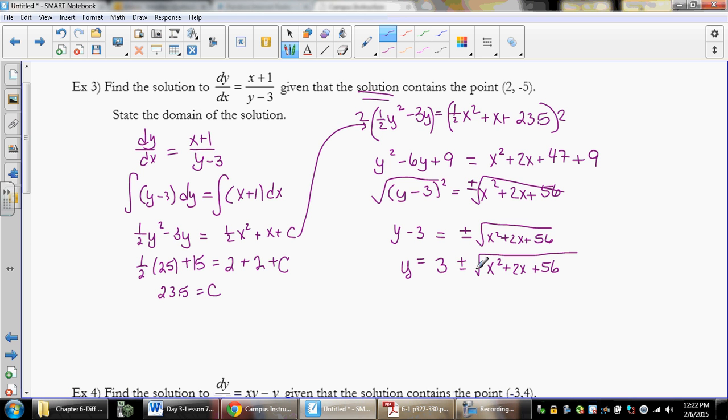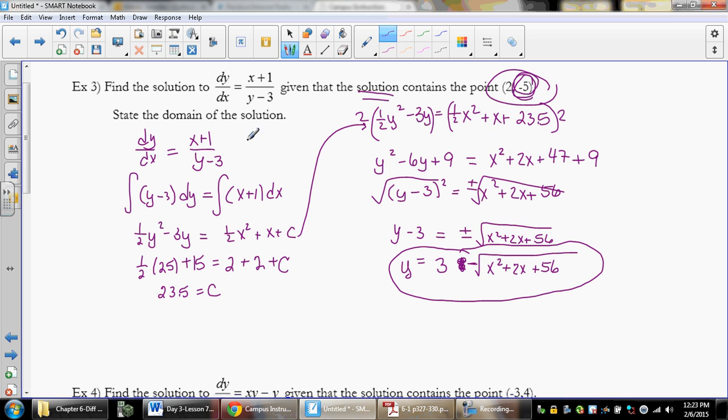Well, it says find the solution. How many solutions do I have right now? I have 2, because I have 3 plus this radical and 3 minus this radical. I only want and only need one of them, and I need to pick the solution that includes this point. Well, the y value on this point is negative, and the only way for this equation to yield a negative y value is to use the minus. So I'm going to scribble this out and just put a minus sign. So that is my solution curve, and only that.